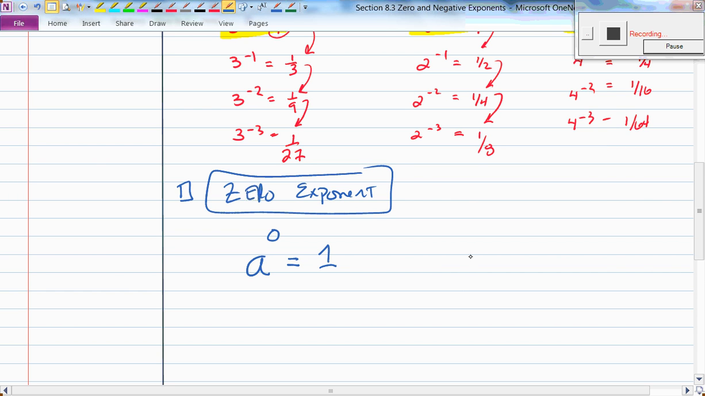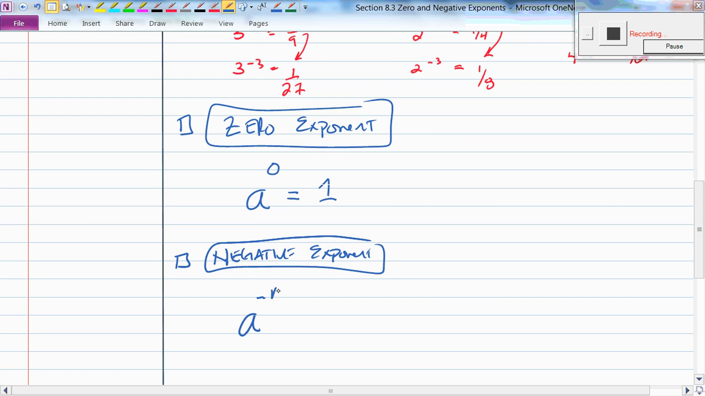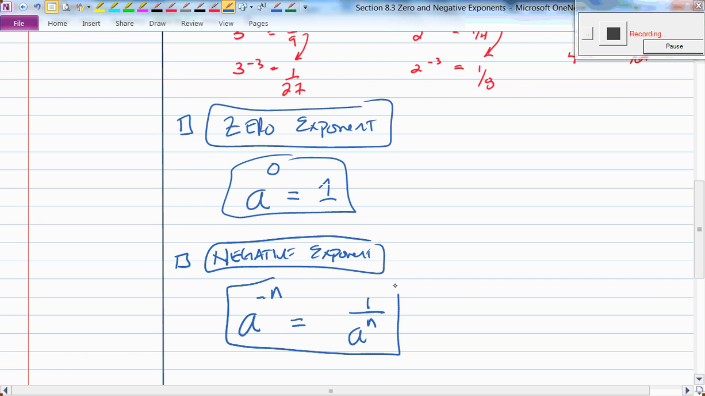Next one here. This is the negative exponent. If I take any power, A, and I raise it to the negative n power, it's just the reciprocal, 1 over a to the positive n power. That's all it is.